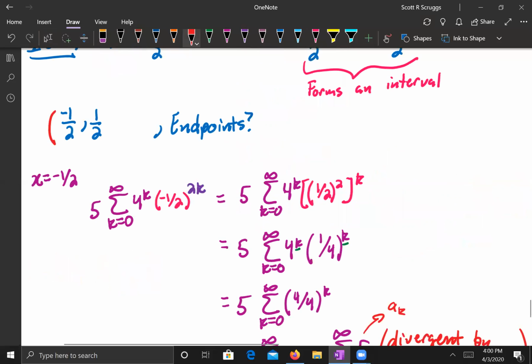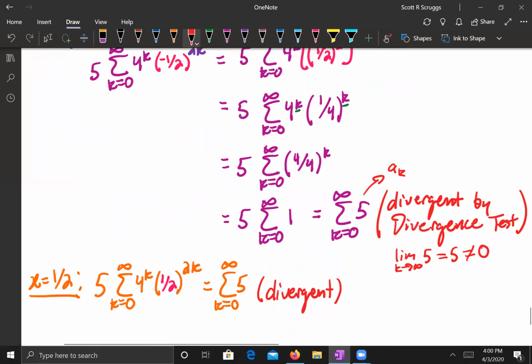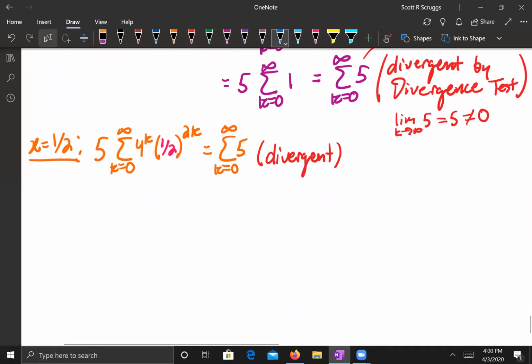Which means in my interval of convergence, I do not include the right endpoint. So that means the final interval of convergence, now we know everything, is -1/2 to +1/2, with open parentheses on both sides of that inequality.